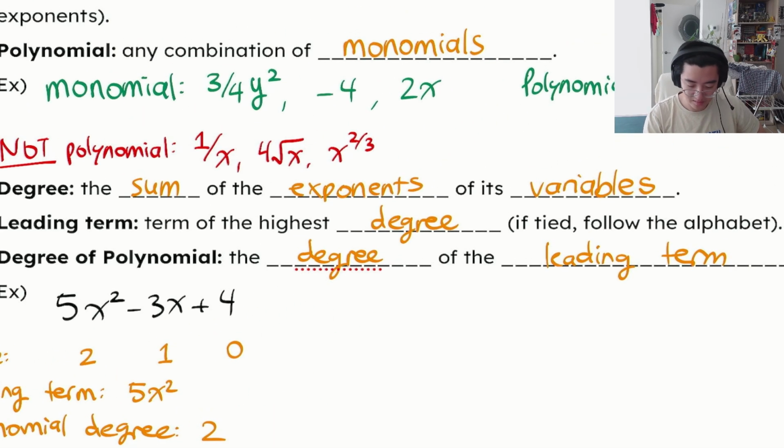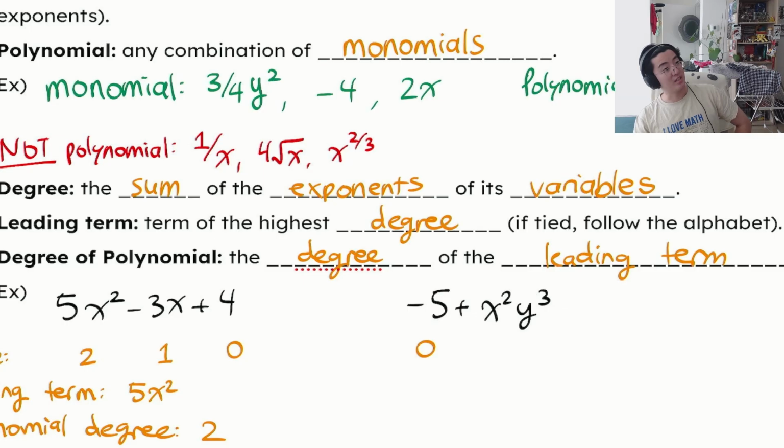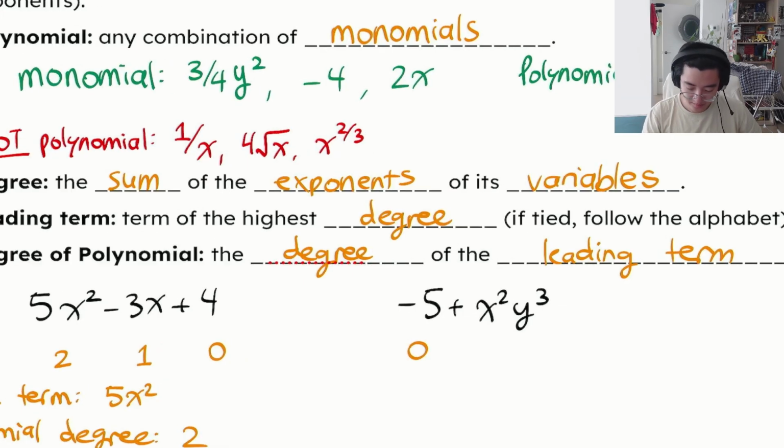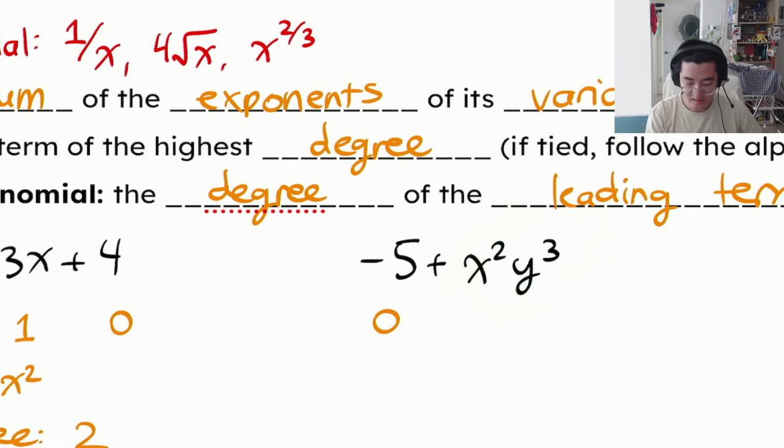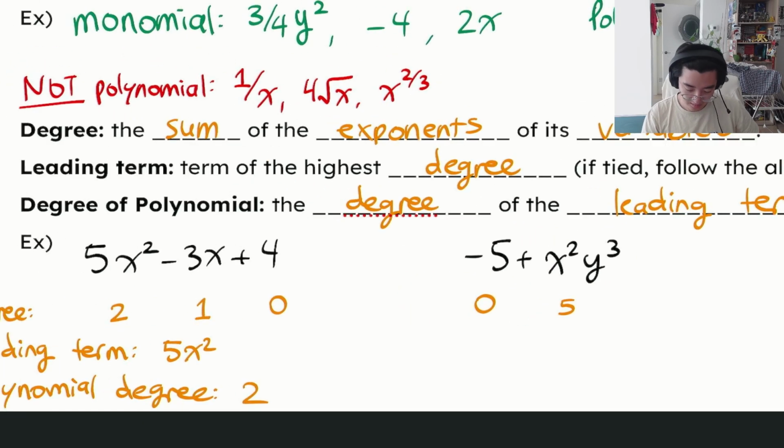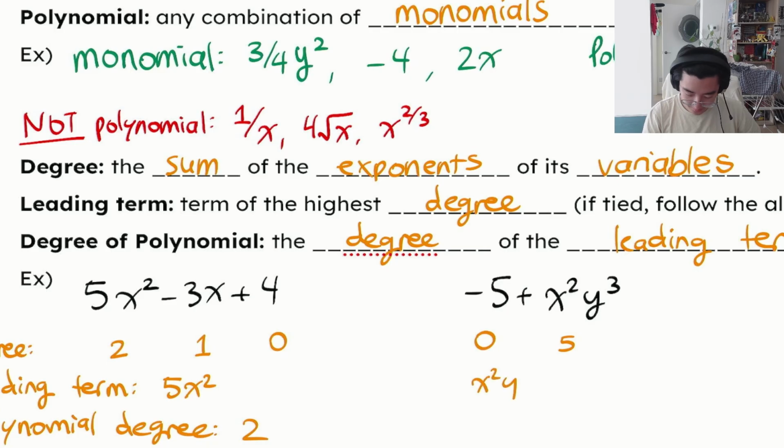For another example, let's say like -5 plus x squared y to the power of 3. Once again, if there's no variable, there's no degree, so 0. The degree here, we sum it up, 2 and 3. We add it up to get 5. We just add all the exponents up. So the leading term has to be the x squared and y cubed, and the polynomial degree here is also 5. Just like that.